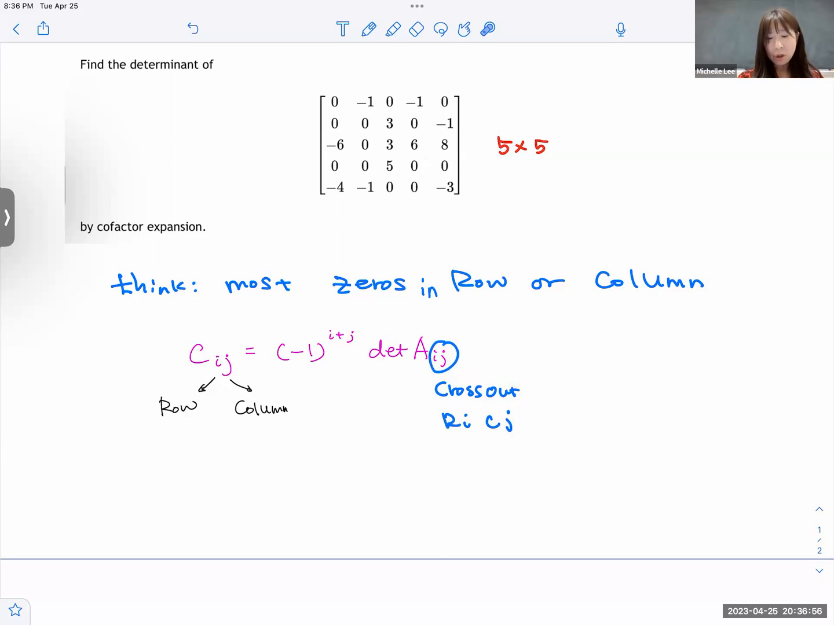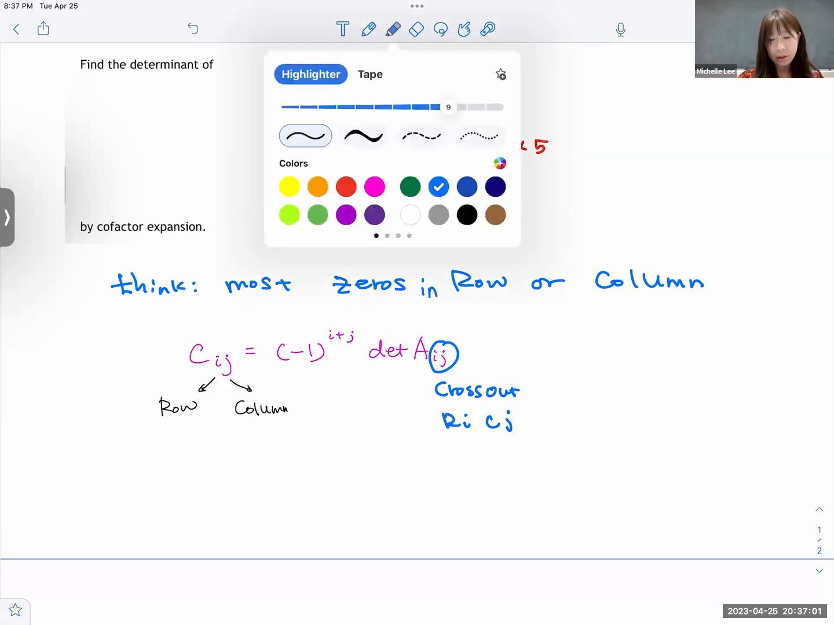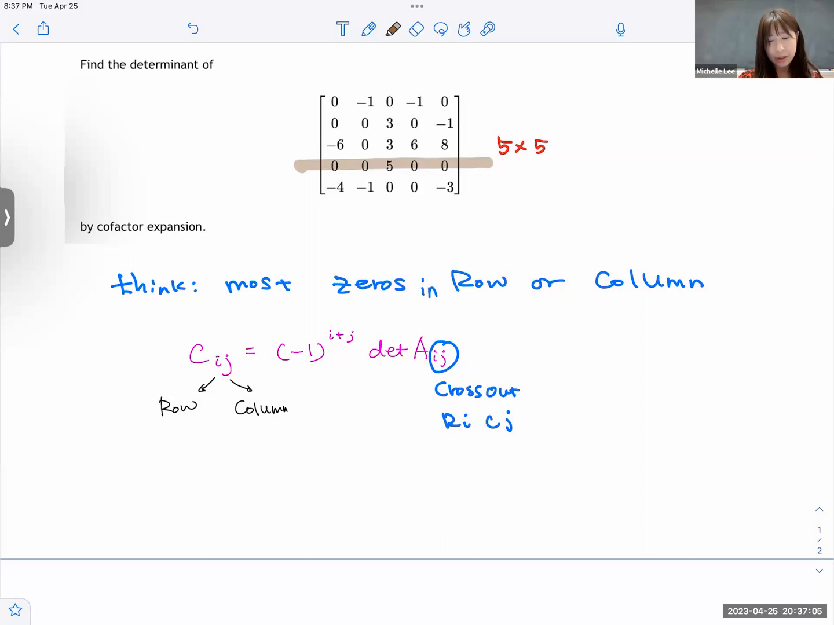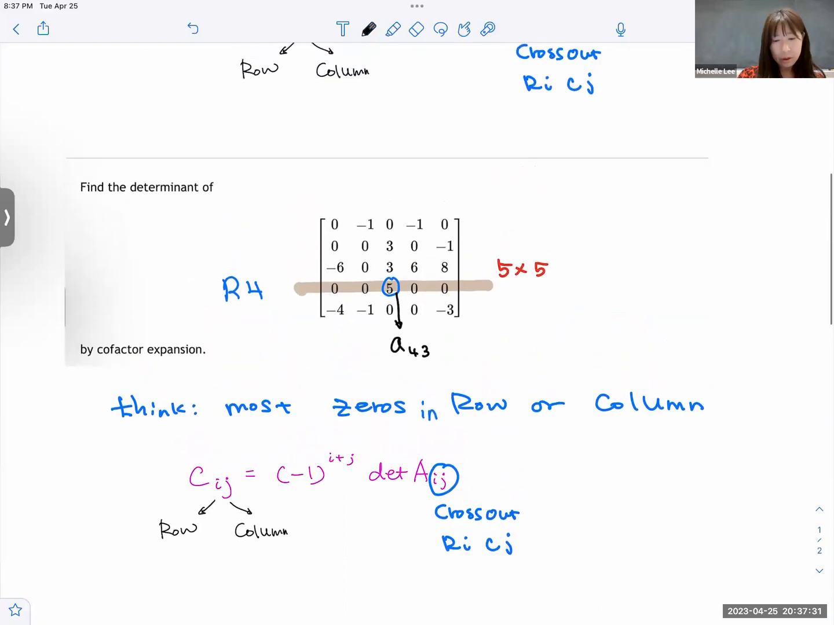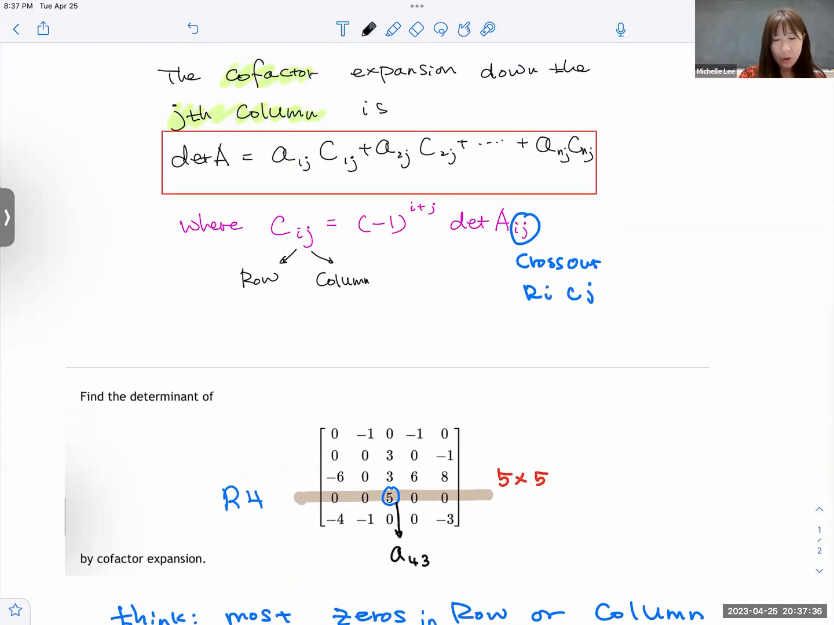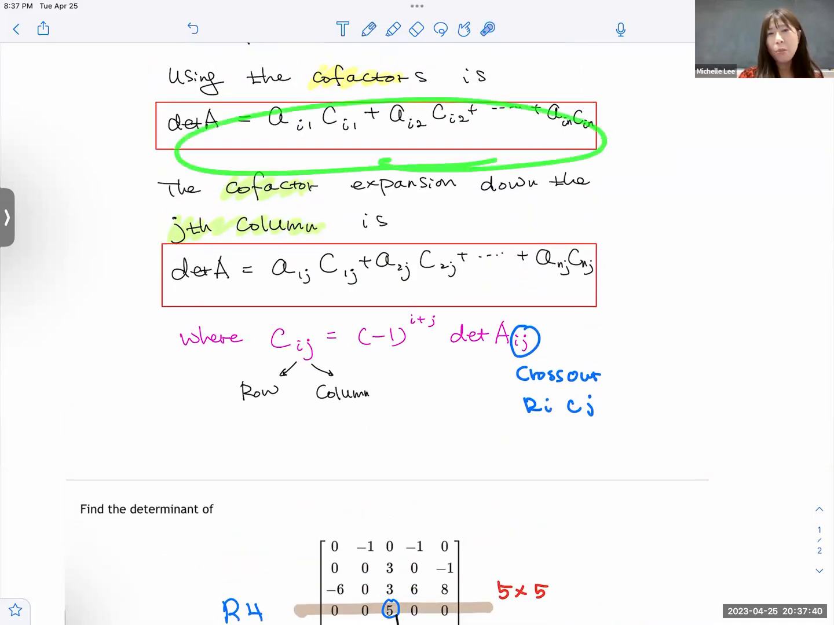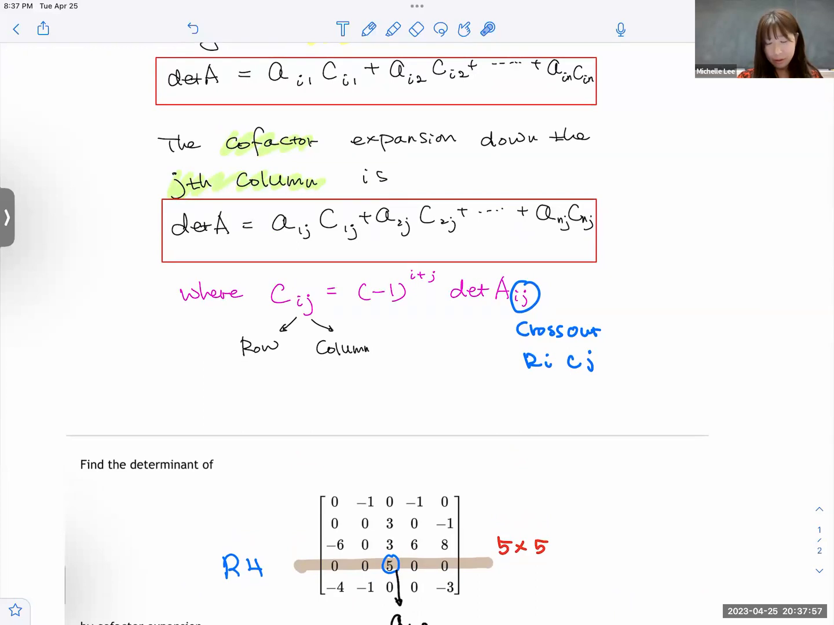So let's do that. Which one has the most zeros? I can take a look, like row number 4. That's the most zeros, four zeros there, right? So let's write down row number 4. There is one non-zero entry, which is the 5. So this is row 4, column 3, A43. We are using the row, so we write everything down, but most of the entries are 0: 0, 0, 5, 0, 0. So everything is 0 except A43, which is 5, right?